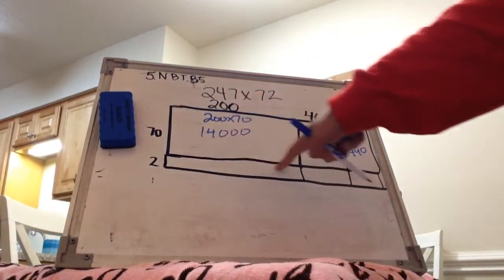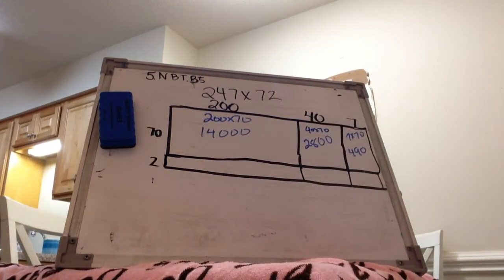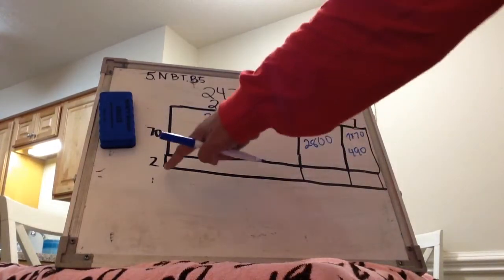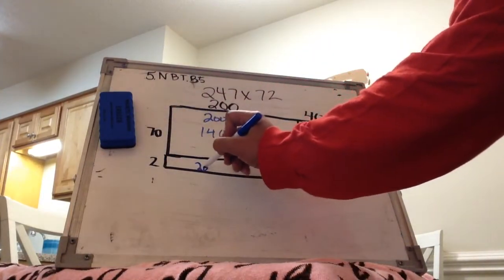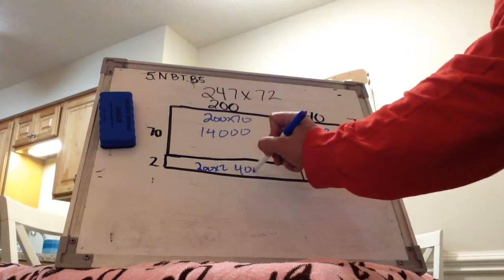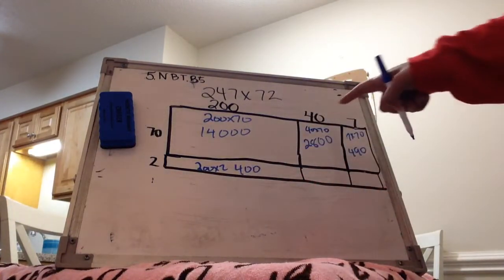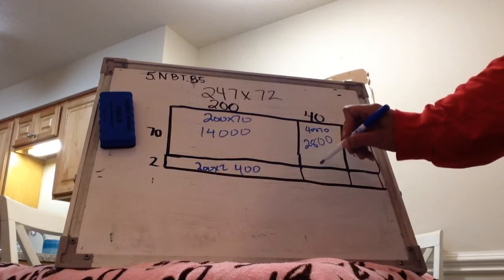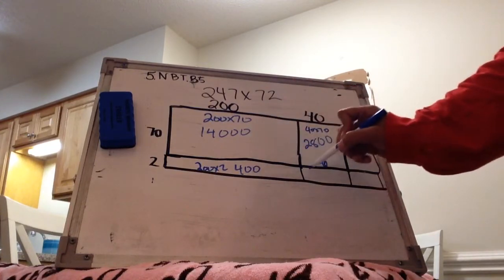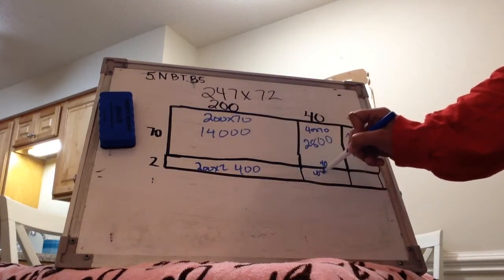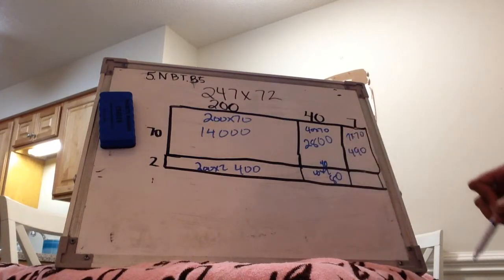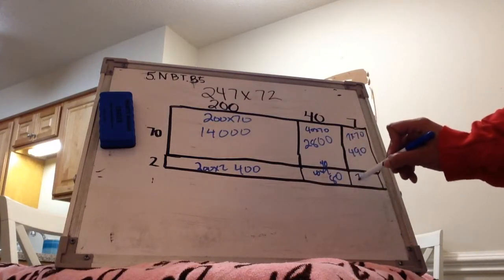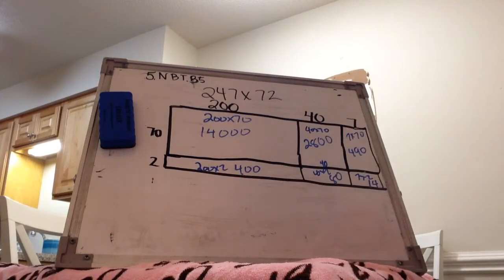Now I'm here in this little rectangle. The length is 200, the width is 2. So 200 times 2, which is 400. And then I have the length here of 40. If this is 40, that means this is 40 here. And then the width is 2. So 40 times 2, which is 80. And then 7 times 2 here, which is 14.